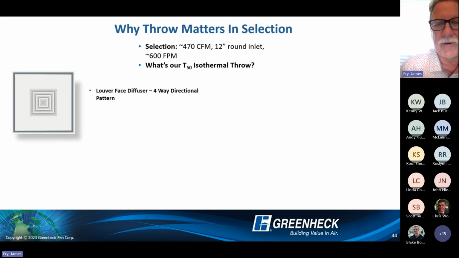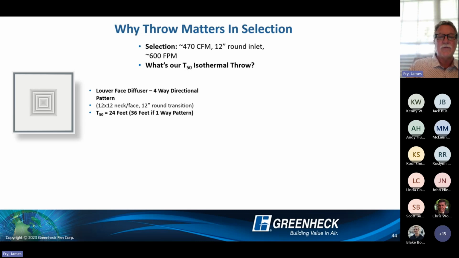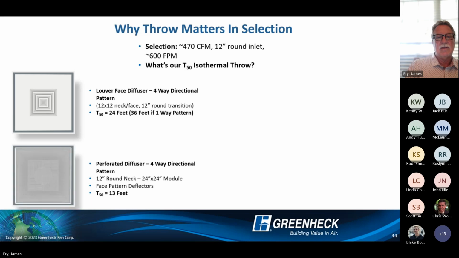Why throw matters in your selections. Here's an example. I've got a 470 CFM diffuser, 12-inch round neck, 600 feet per minute. With a 5500, our louvered face diffuser, we're at 24 feet at our terminal velocity of 50. And with a perforated diffuser, we're only throwing 13 feet at 50 feet per minute.